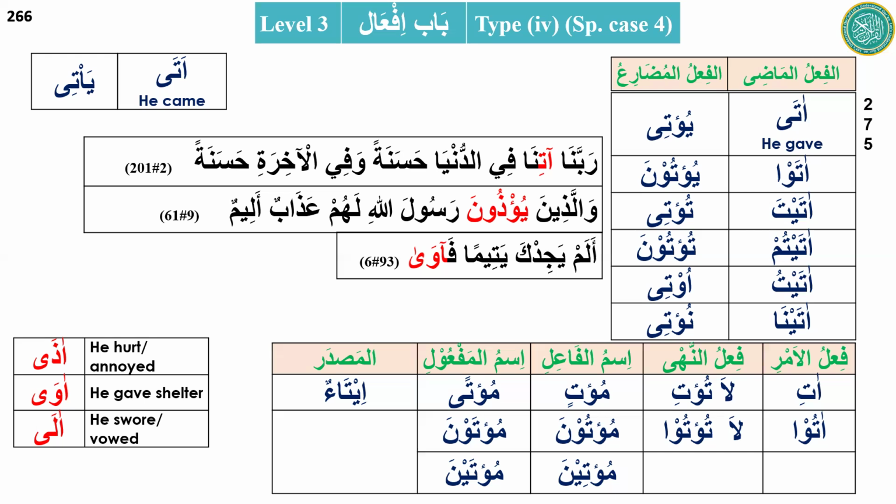Level 3, chapter 3, Bab Ifaal. Anzala yunzilu inzal. Anzala means he sent down. We have learned 3 special cases. The first one we have learned is arada yuridu irada. Arada means he intended or he wanted. The second special case we learned is aujada yujidu ijad. Aujada means he invented. Then we learned auha yuhi iha. Auha means he revealed or inspired. And now we are currently learning special case number 4. Ata yu'ti ita'un.